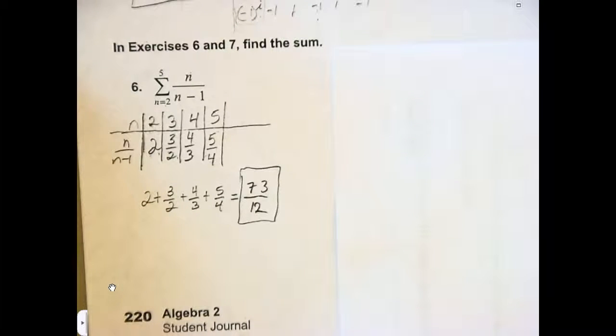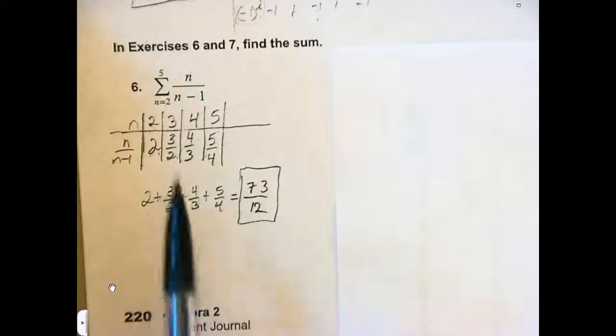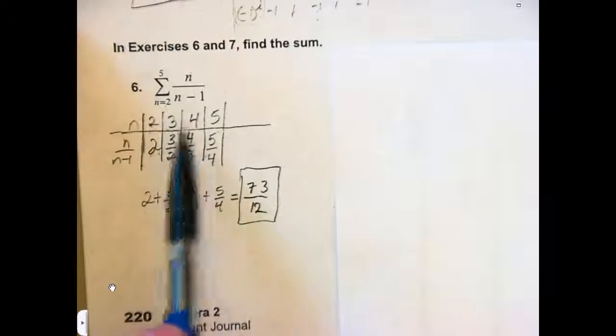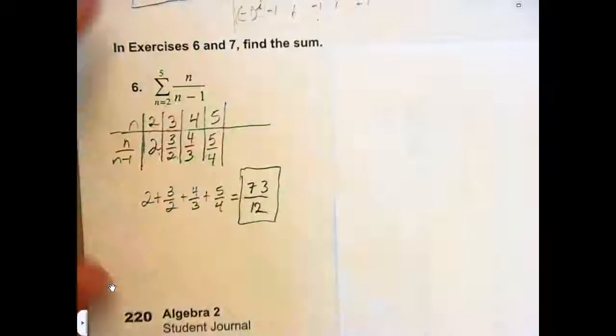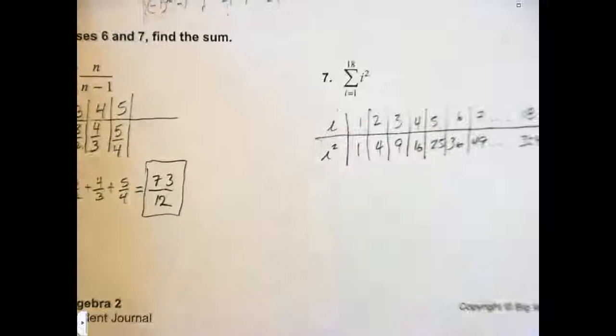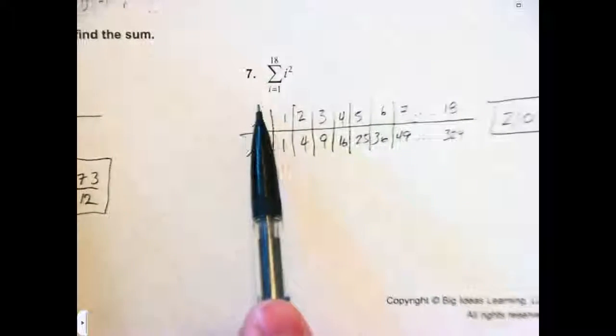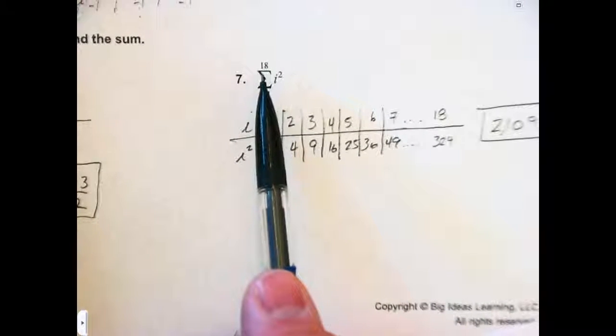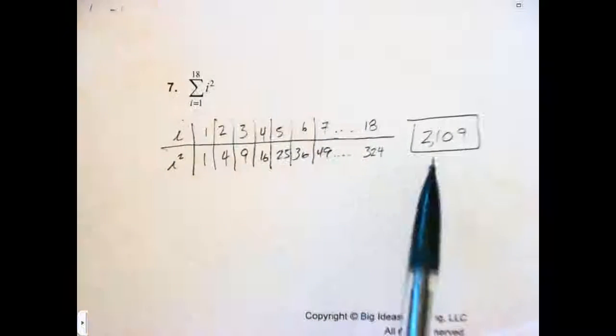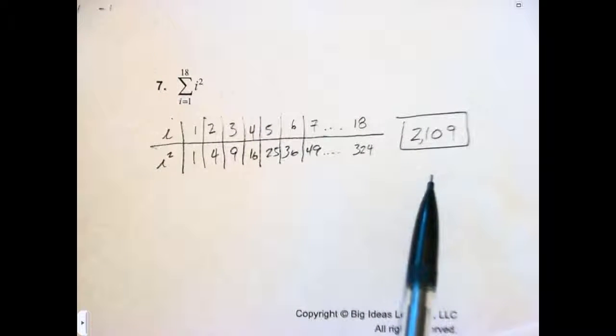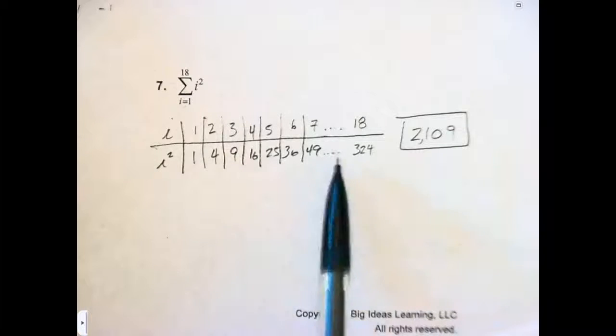The next one was way tough, dude. Like, if you did this, you're like, oh, 2, 3, 4, 5. There are only 4 things I have to add up. The next one, you start at 1 and you go to 18. Like 18 things I got to add up. That is ridiculous. Notice I didn't even write them all out.